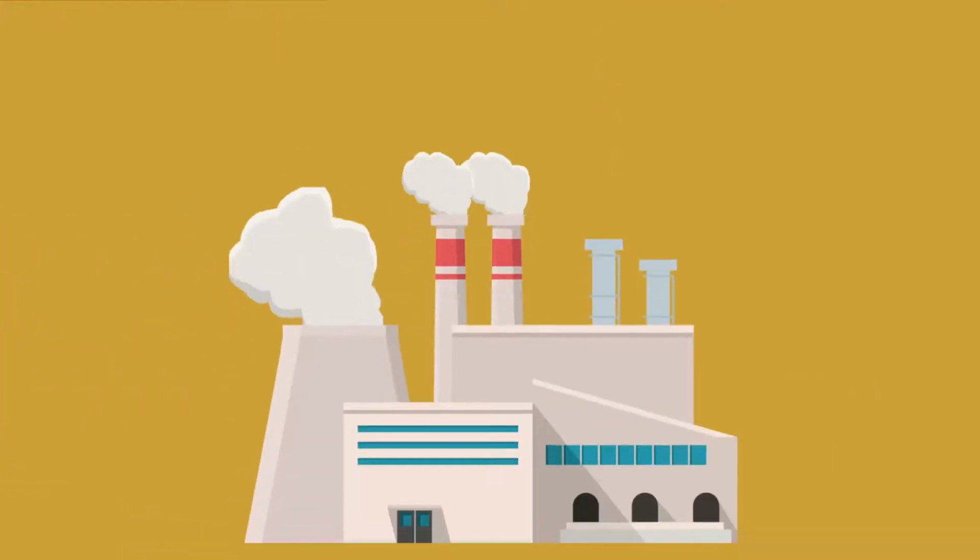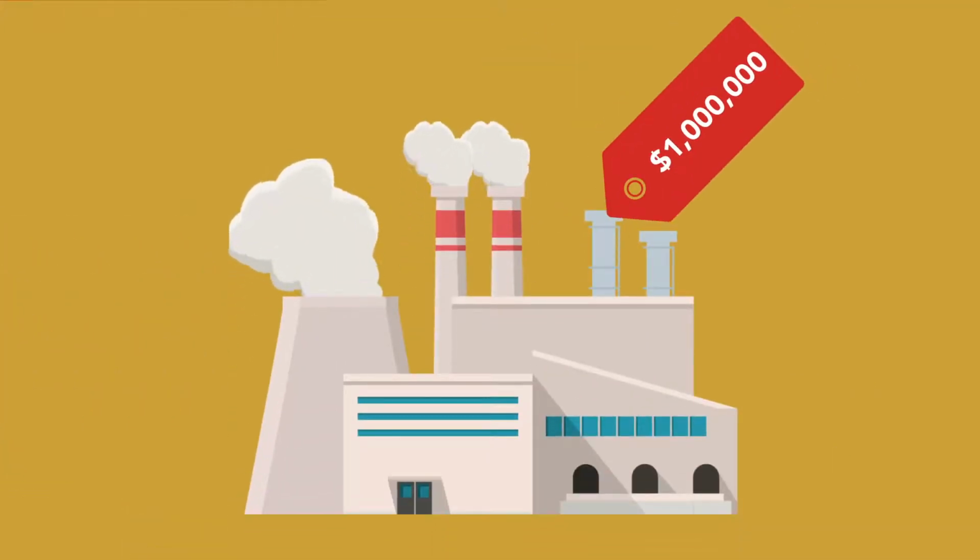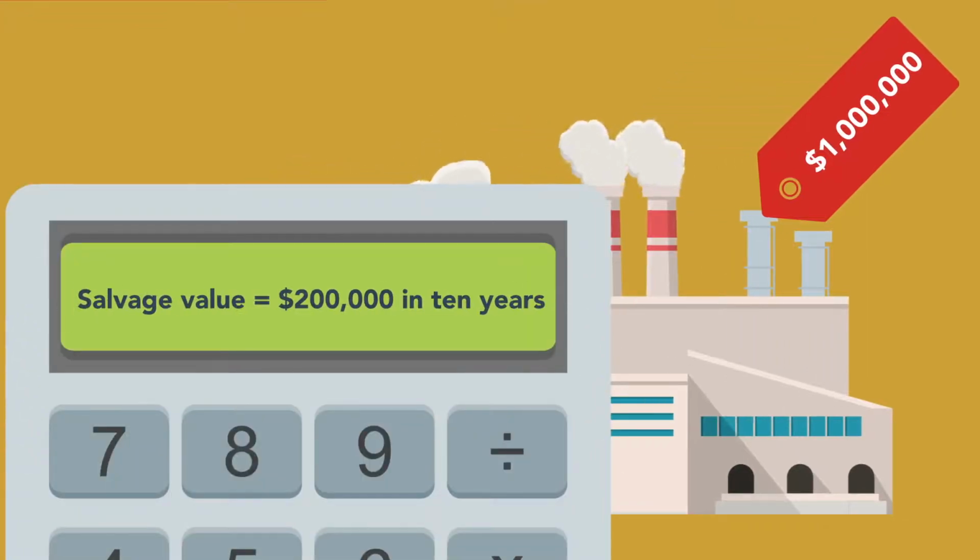For example, Acme acquires a production facility for $1 million, with a salvage value of $200,000 and a useful life of 10 years.